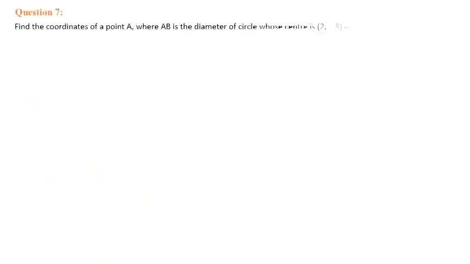That is the answer. Move on to question number 7. Question is, find the coordinates of a point A where AB is the diameter of a circle whose center is (2, minus 3) and B is (1, 4). So in this question, one diameter AB is given. Out of that A we have to calculate, and point B is (1, 4) and center (2, minus 3) is given to you. Let us assume the coordinates of A be (x, y).